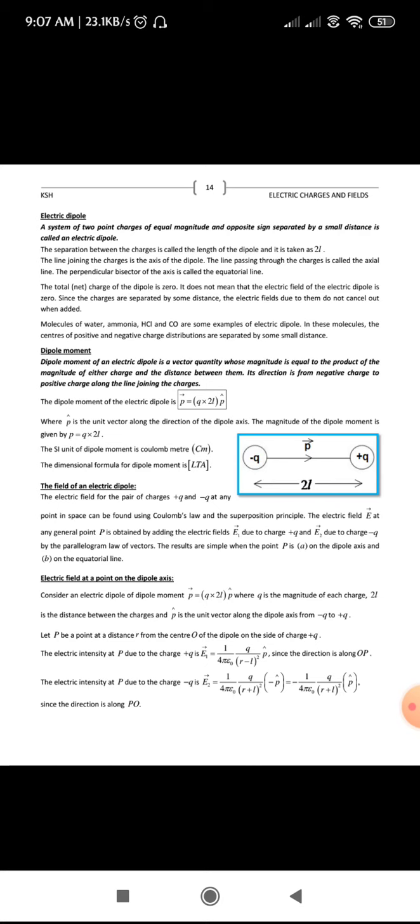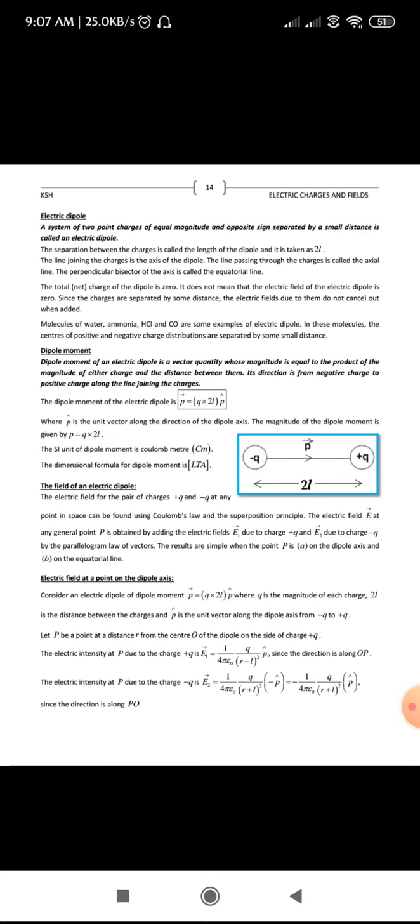The net charge of an electric dipole is equal to 0, but the electric field is not 0. Why is the electric field not 0 when the net charge of a dipole is 0? Because the two charges are separated by a small distance, the electric field of one doesn't cancel with the electric field of the other. Hence the net charge may be 0 but not the electric field. So this is regarding the electric dipole.